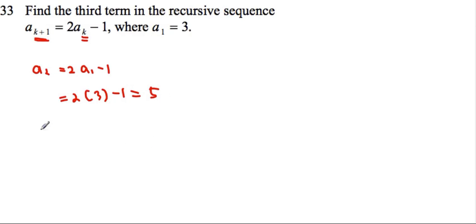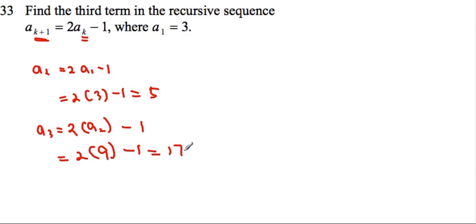How about a sub 3? A sub 3 must be based upon a sub 2 by having 2 times a sub 2 minus 1. So 2 times, what is a sub 2? That was equal to 5, which we just calculated, minus 1, which is equal to 17. Oh, I'm sorry. Not 9. It was 5. So 2 times 5 minus 1 becomes 9. So 9 becomes our final answer.